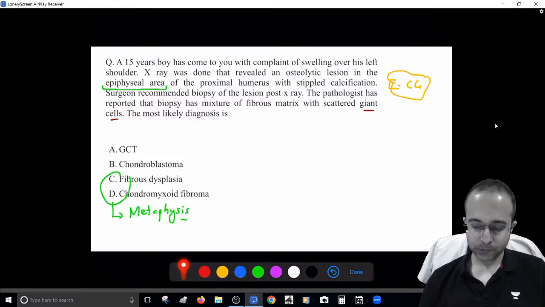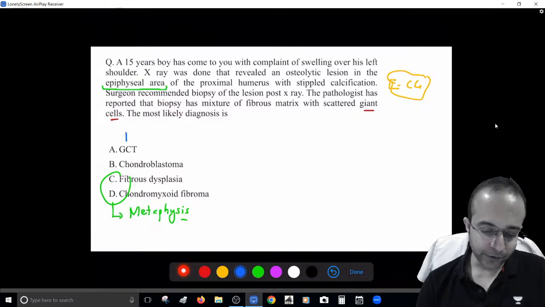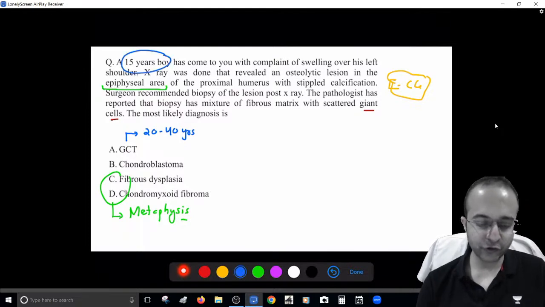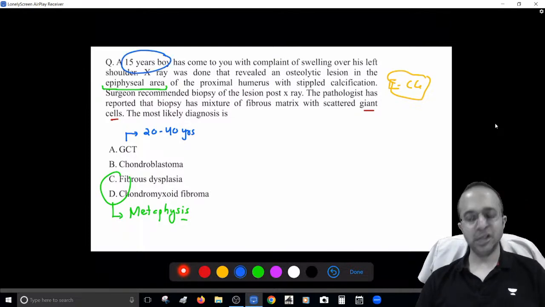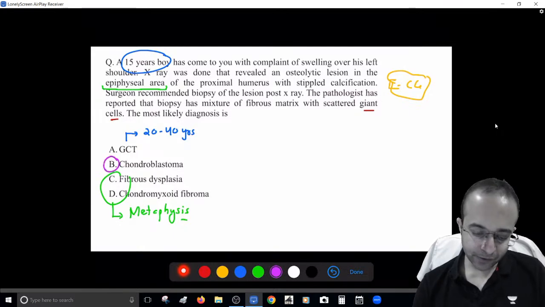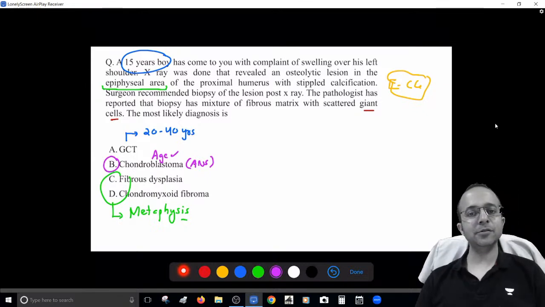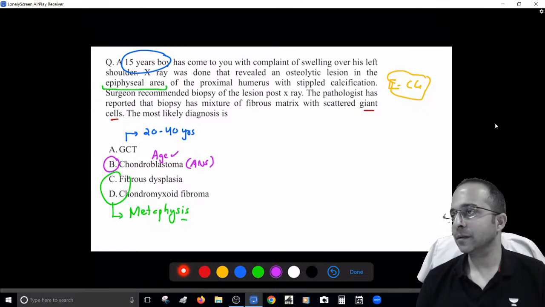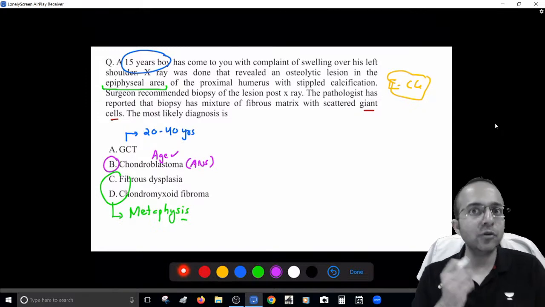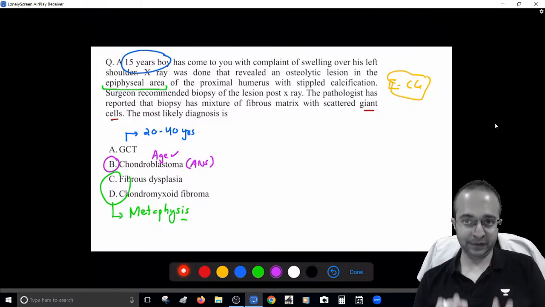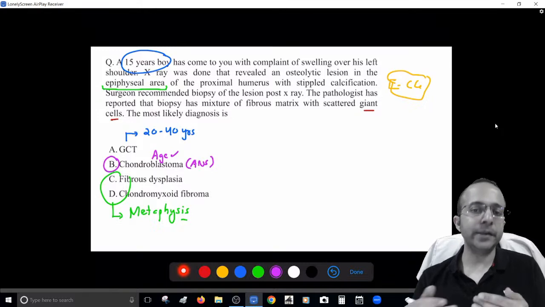Now, if it was a case of GCT, it had to be that age 20 to 40 years. But look at this age, 15 years. So the age is pointing to me, this is chondroblastoma. Getting it? So that's why I've chosen it as an answer. So आधी चीजें यहीं से solve हो जाती हैं. But yes, other things that can help you out also.